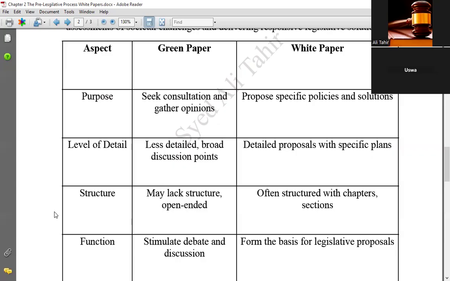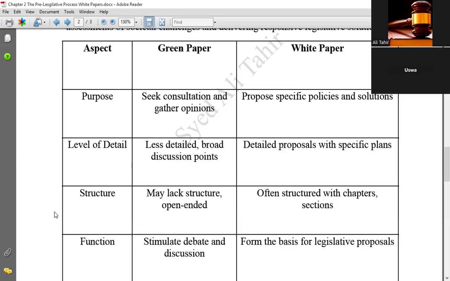Structure. Green papers usually are structured. However, they can be open-ended and sometimes they might lack too much structure. White papers will be like any other paper. They'll have an introduction, a title, and an index of the resources and documents used in preparation for that white paper. It will be a proper publication for all intents and purposes, and it will state specific plans and have chapters and sections that address specific things.